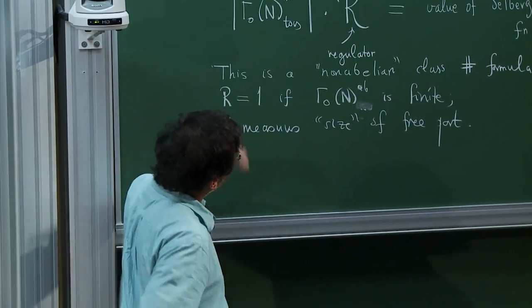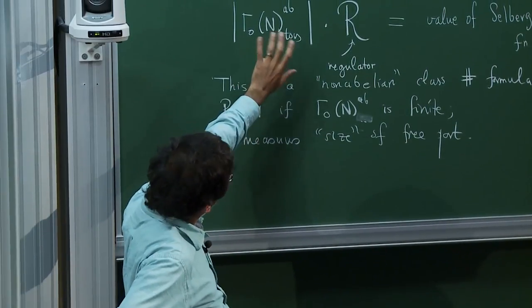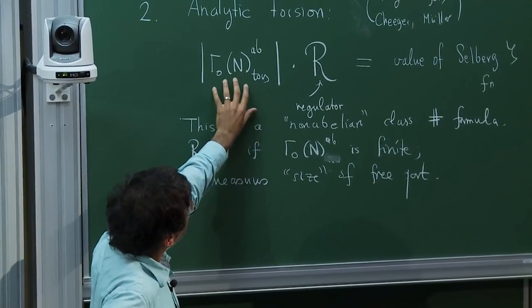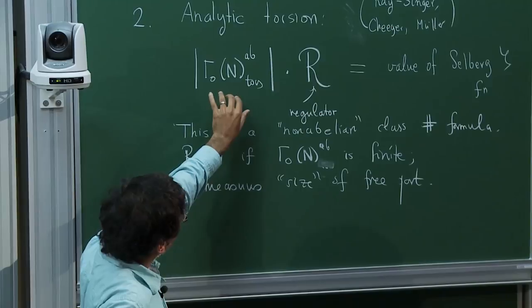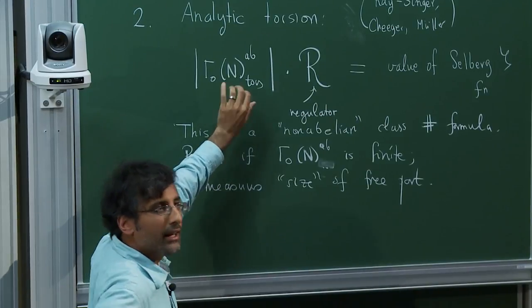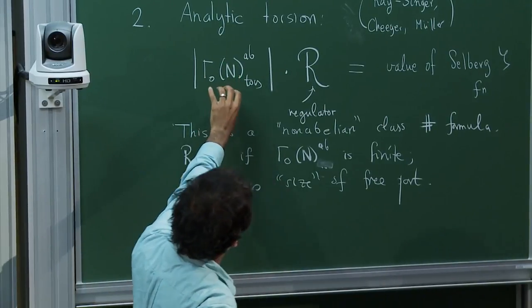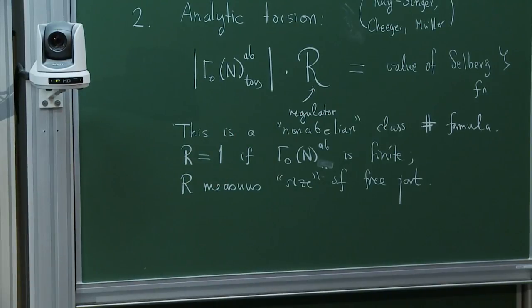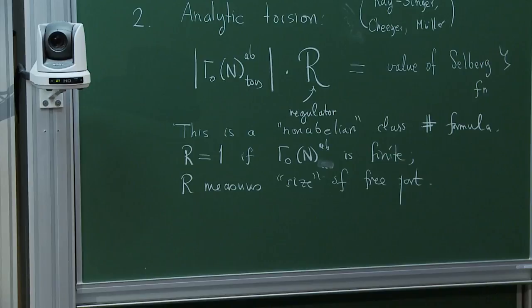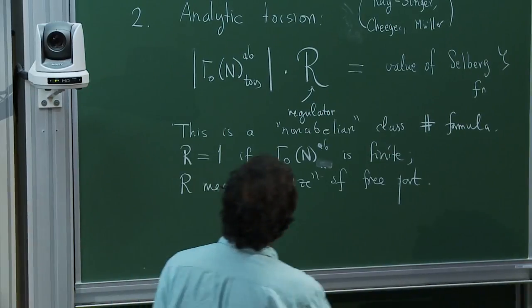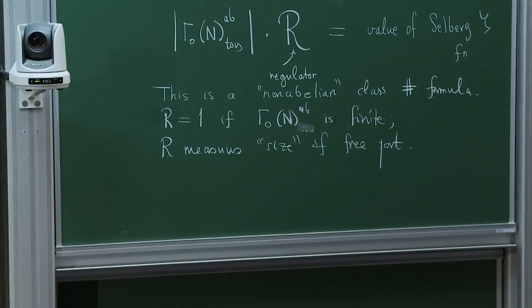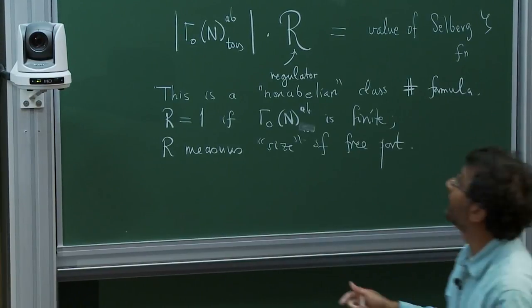So I think this is a good way to think of it, and I'll explain more about why later. But one should think of this object as a kind of non-abelian class number. And there's something precise to be said. In some way, it has certain features which are like usual class numbers, and in particular, it has this sort of analog of a class number formula.